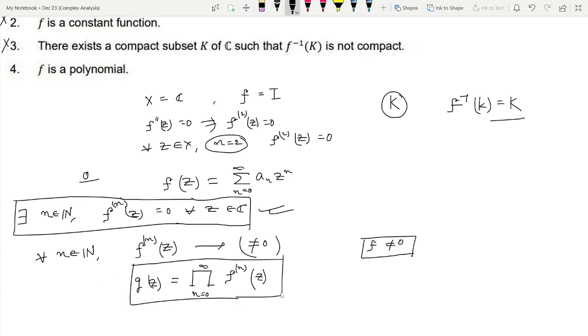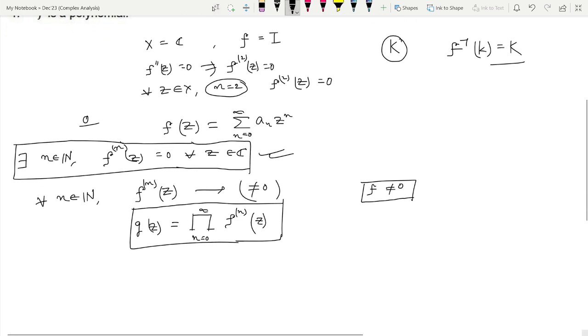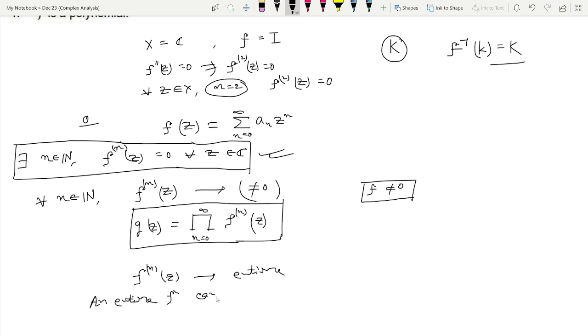Now clearly, as f is entire, all such f^(n)(z) are entire functions. And hence there is a result that an entire function cannot have uncountably many zeros.